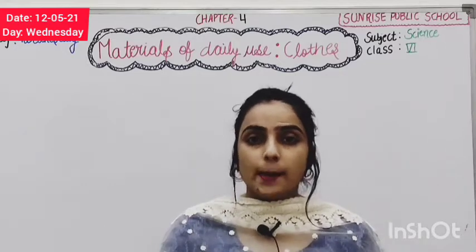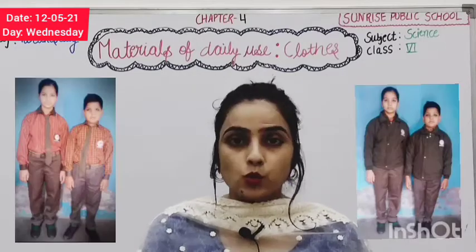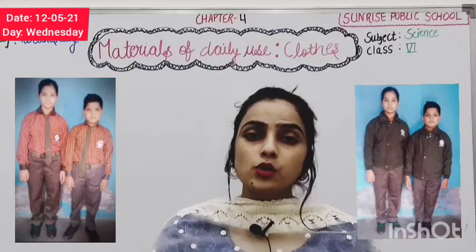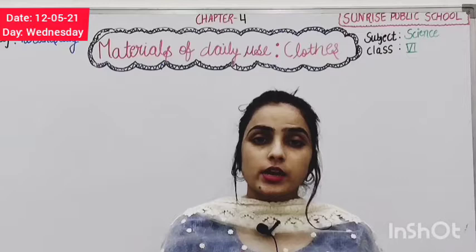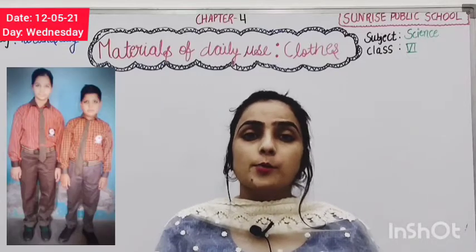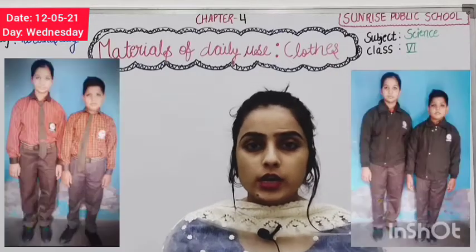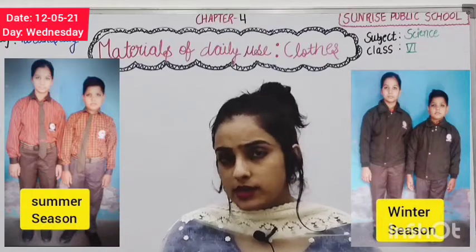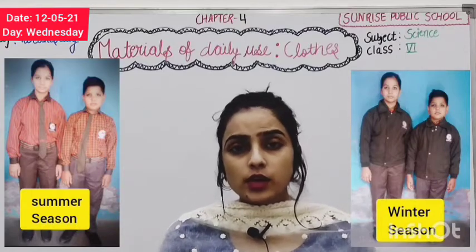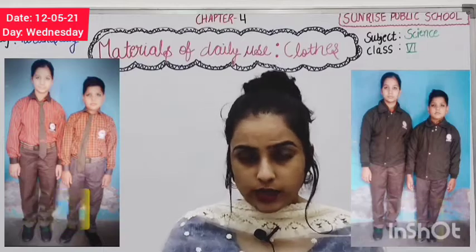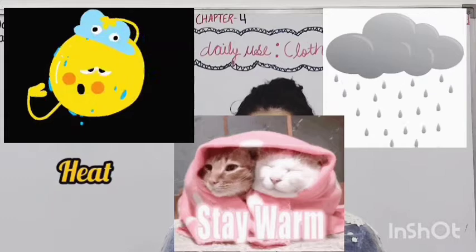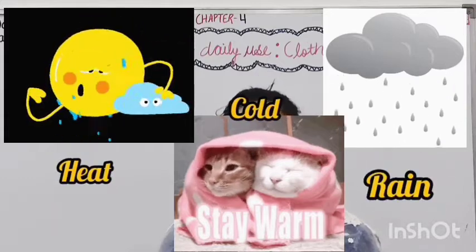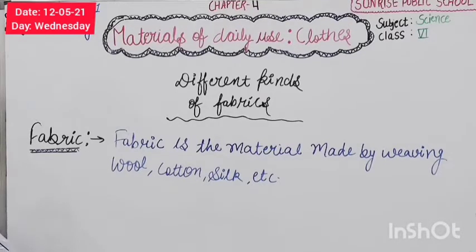And one more example is your own school dress. Your school dress changes in different seasons. In summers, you wear clothes which are made up of cotton. Why do we wear cotton clothes in summers and woolen clothes in winters? Can you tell me the answer to these questions? Because clothes protect us from heat, cold and rain. So now let's discuss different kinds of fabrics.